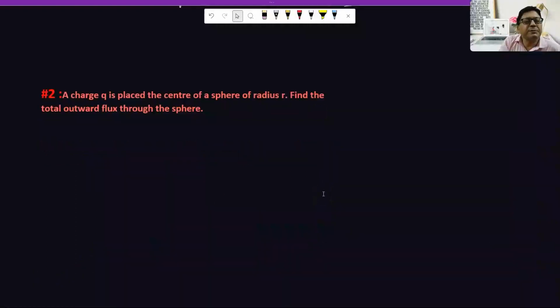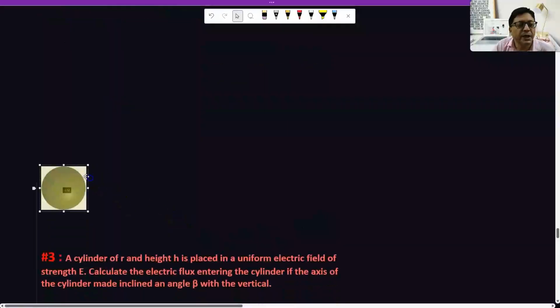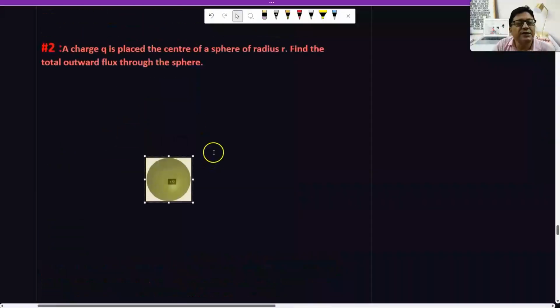A charge q is placed at the center of a sphere of radius r. Find the total outward flux through the sphere. So where is the sphere? Let me consider this diagram here.